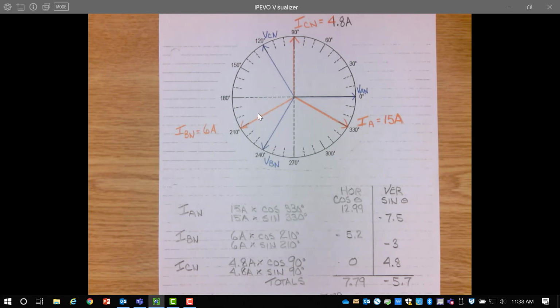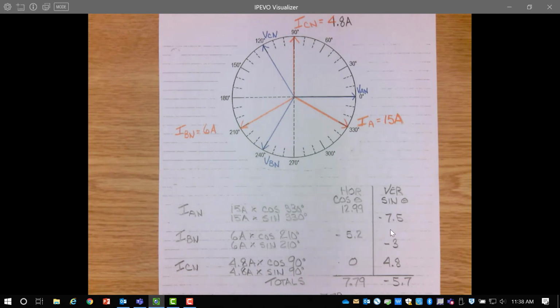So this IB to N of 6 amps has a horizontal component and a vertical component that make up that current. We break each of these currents into their horizontal and vertical values. These should be the values that you get here. Once you have these values, we simply total up the horizontal values and total up the vertical values to find a total horizontal value for our neutral current and a total vertical value for our neutral current.